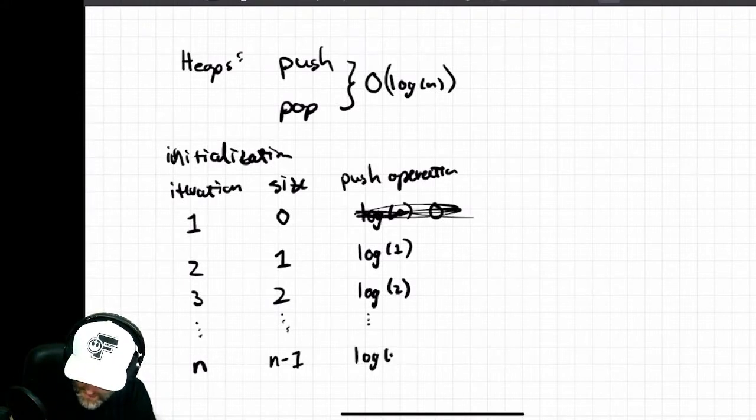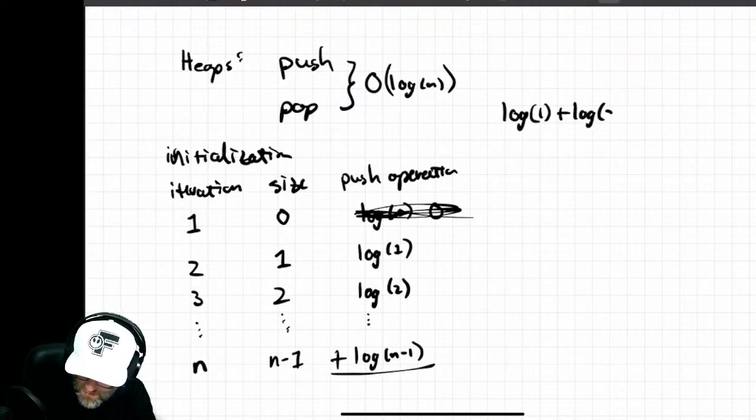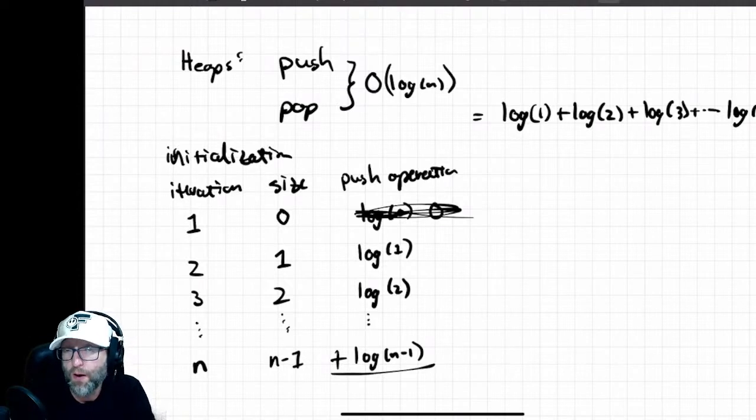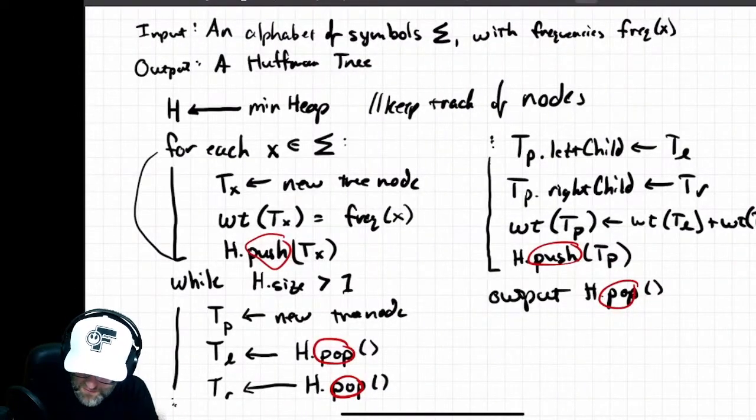Until log of n minus 1. So in other words, the grand total of this complexity is going to be log of 1 plus log of 2 plus log of 3 plus ... log of n minus 1. That's the number of comparisons, or heap operations basically, that we're going to end up doing with that initialization phase. Again, we're only focusing on this first part right here.